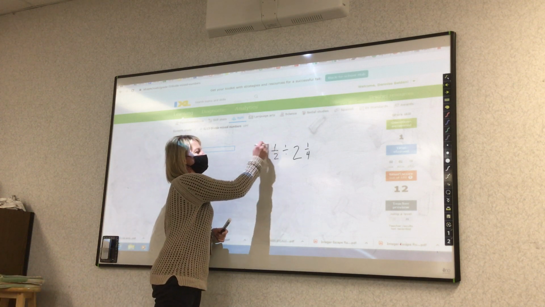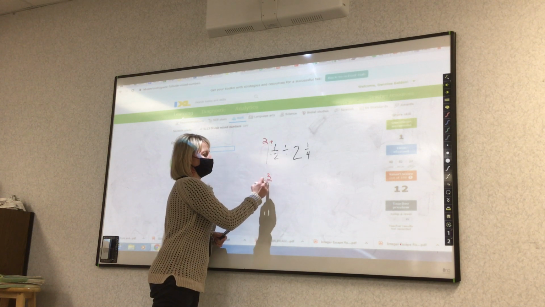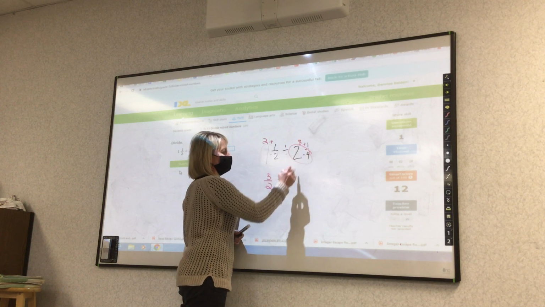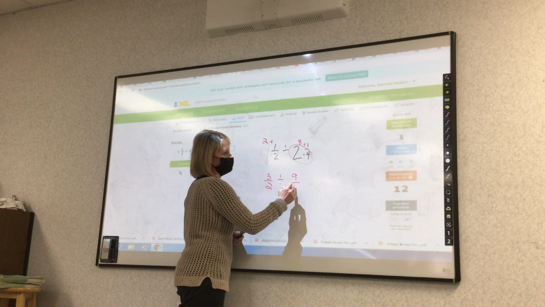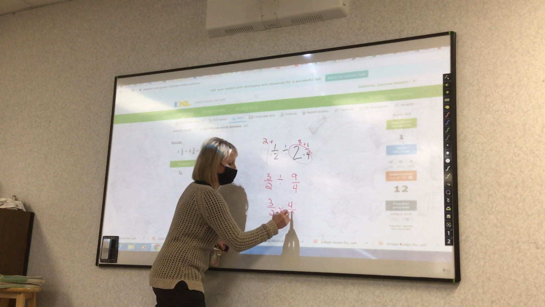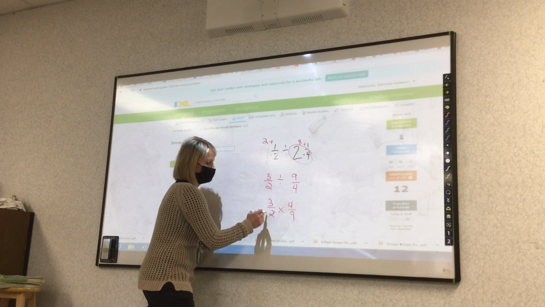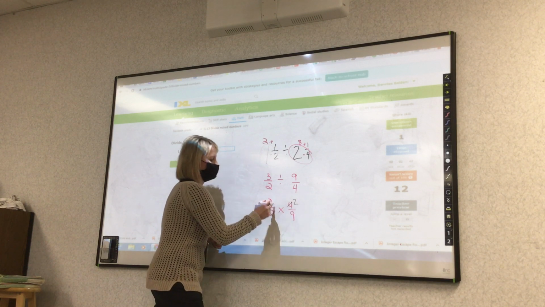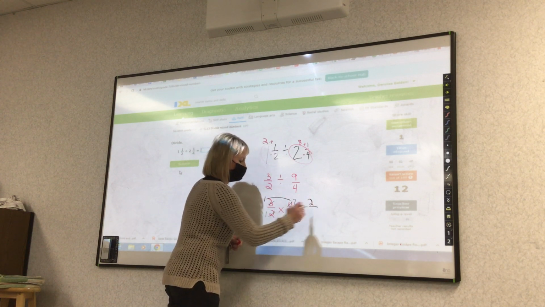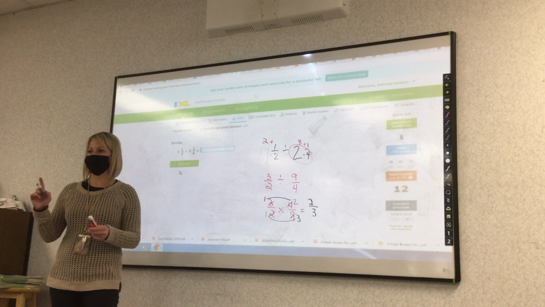So 1 times 2 is 2, 2 plus 1 is 3 halves, divided by 2 times 4 is 8, 8 plus 1 is 9 fourths, then it's keep, change, reciprocal, cross cancel, I get 2 here, 3 here, and I get 1 times 2 is 2, 1 times 3 is 3. Sit up and sit down as quiet as you can.